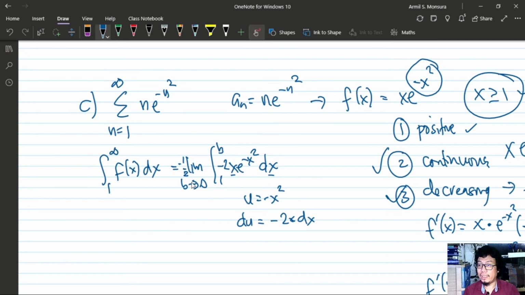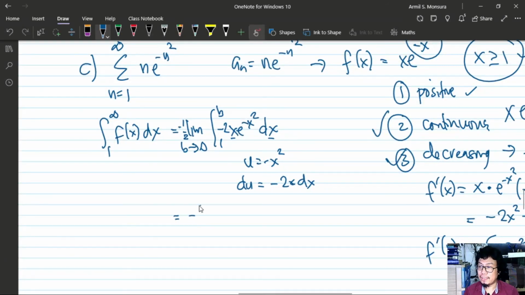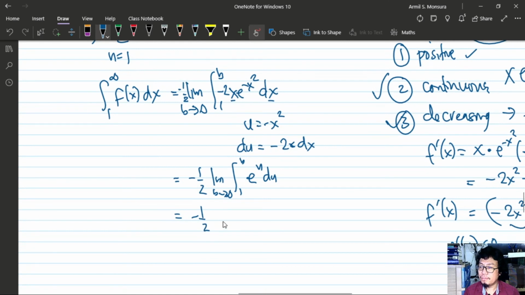Okay, so that I can proceed now as negative 1/2 times the limit of the integral of e raised to u du from 1 to b as b approaches infinity. Which gives us negative 1/2 times the limit of the integral of e raised to u, which is e raised to u. And u is negative x squared, so this is simply e raised to negative x squared, from 1 to b, as b approaches infinity.